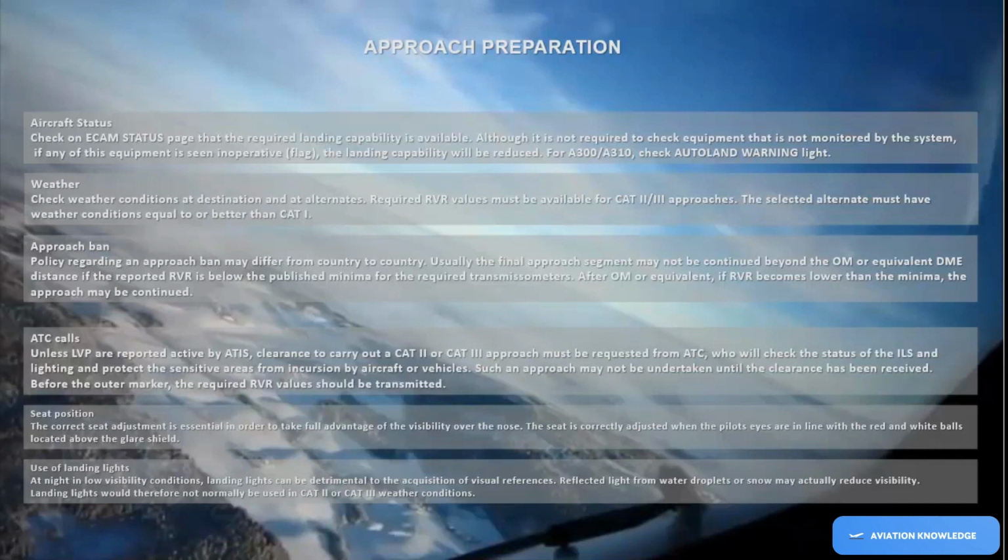Seat position: the correct seat adjustment is essential in order to take full advantage of the visibility over the nose. The seat is correctly adjusted when the pilot's eyes are in line with the red and white balls located above the glare shield. Use of landing lights at night in low visibility conditions: landing lights can be detrimental to the acquisition of visual references. Reflected light from water droplets or snow may actually reduce visibility. Landing lights would therefore not normally be used in CAT-2 or CAT-3 weather conditions.